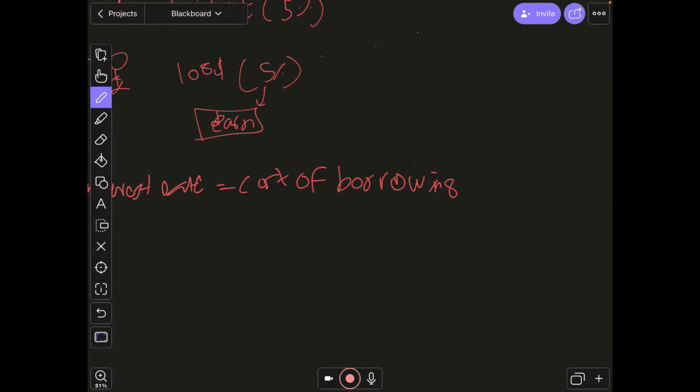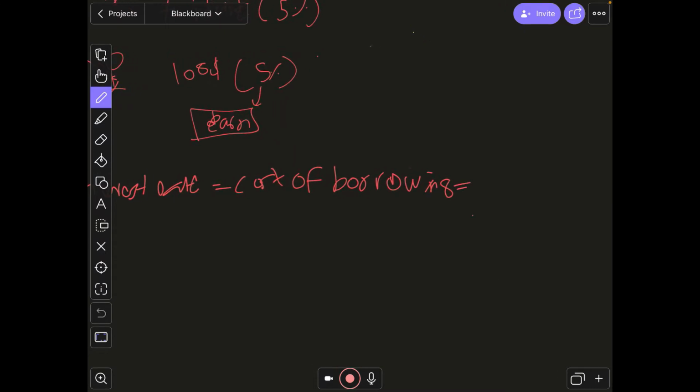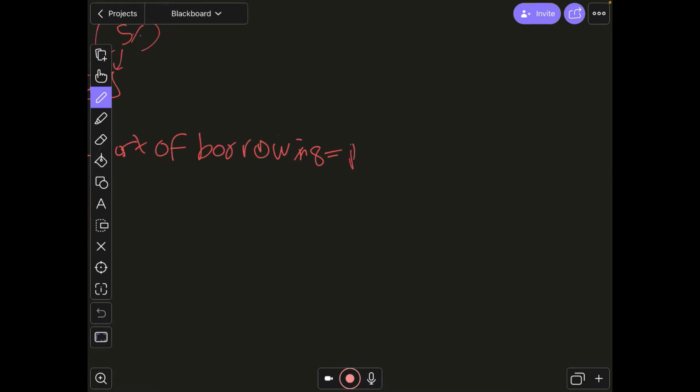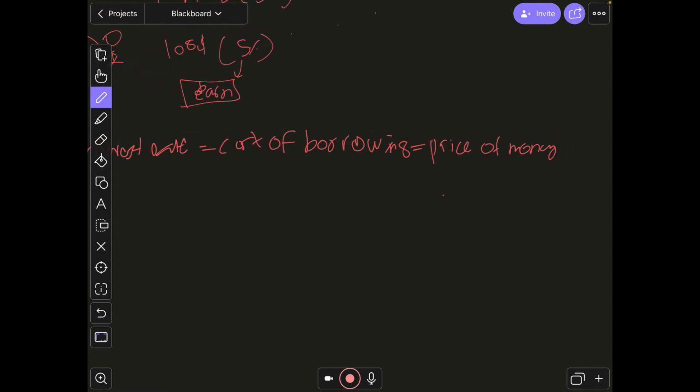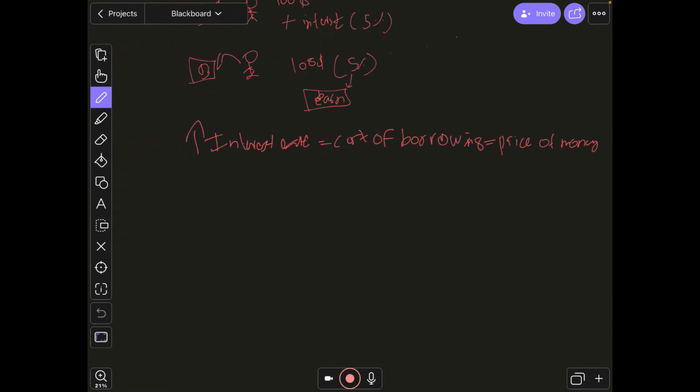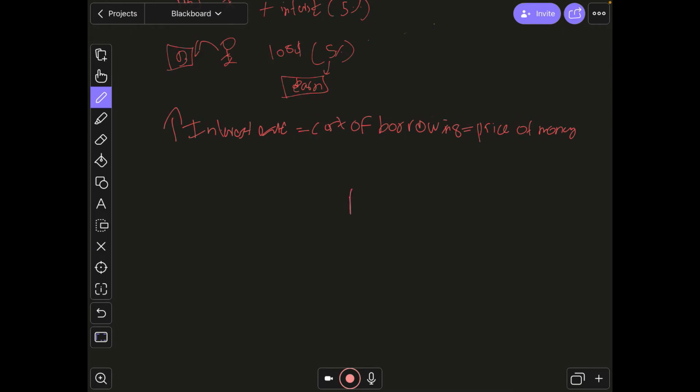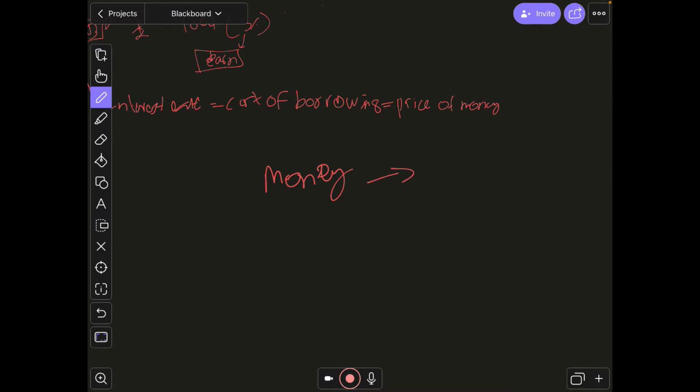And at the same time, interest rates also represent the price of money. Now, this is a very important concept because this is how the government really manipulates the rate of inflation, the rate of interest, the economy, right? Because money also has a price. And price is determined by demand and supply. Sorry for the bad writing.